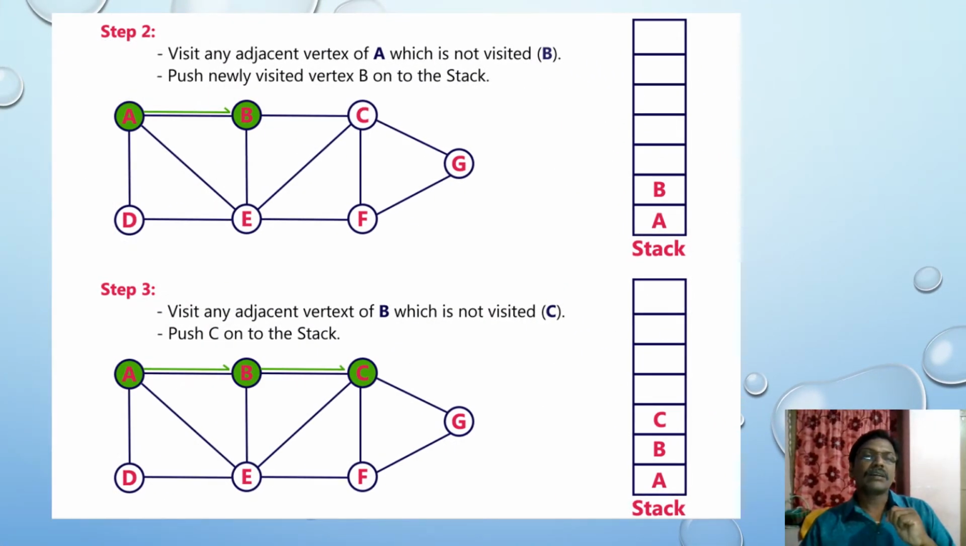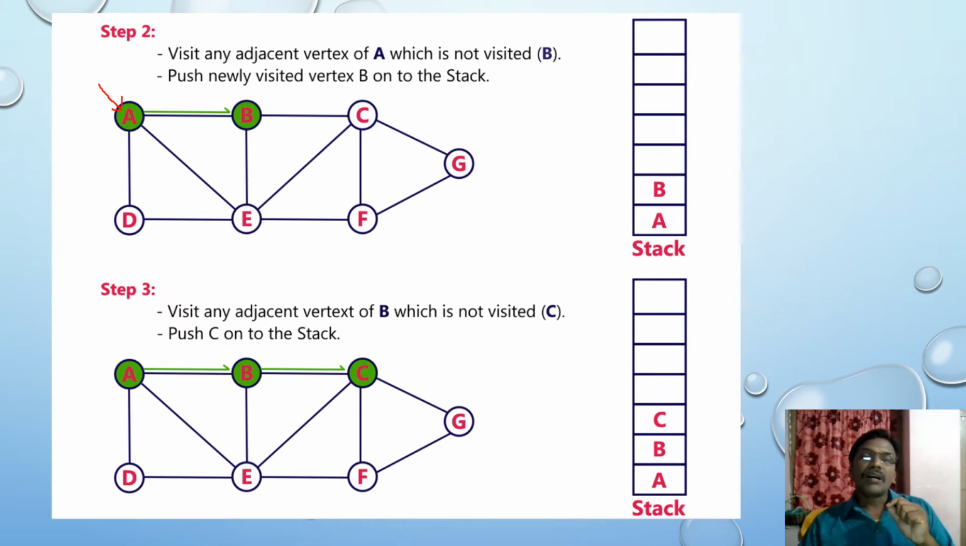The present vertex I am choosing is A. Then step 2, the present visited vertex's existing non-visited vertices. The non-visited vertices are D, E, B. In those 3 existing vertices, I am choosing B. So B is also marked, and then B is pushed into the stack because B is a visited vertex.